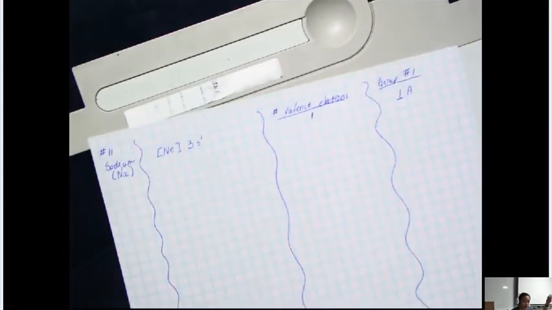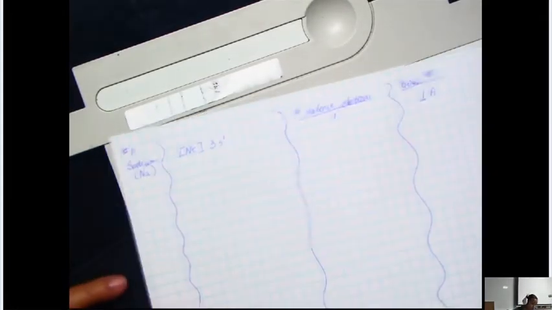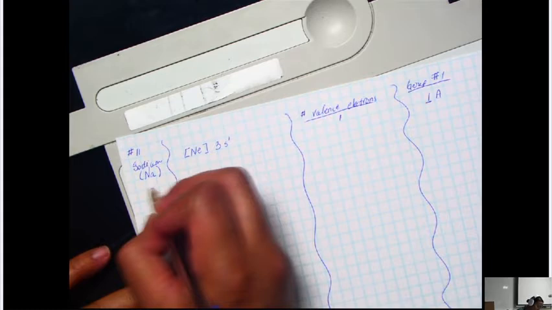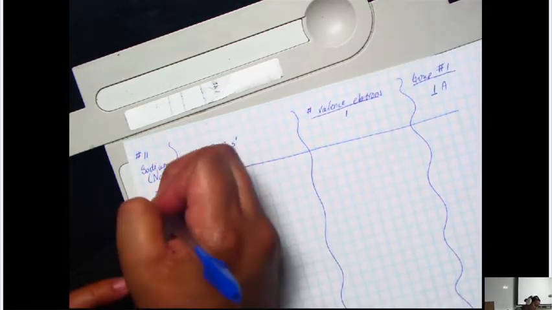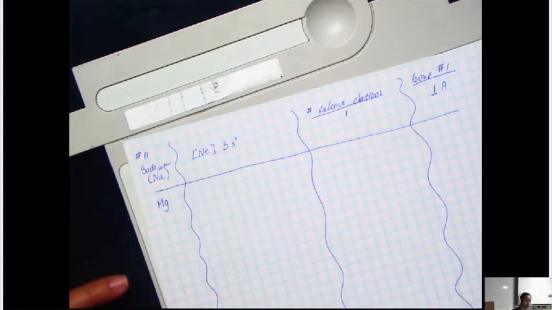We're going to be looking for any types of patterns that we may see. So you have sodium. The next one on the list is magnesium, and I'm just going to write the symbol. So find magnesium on your periodic table. What is its atomic number?